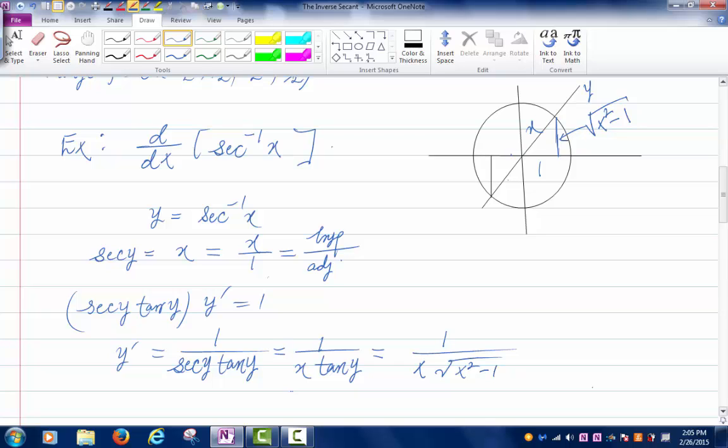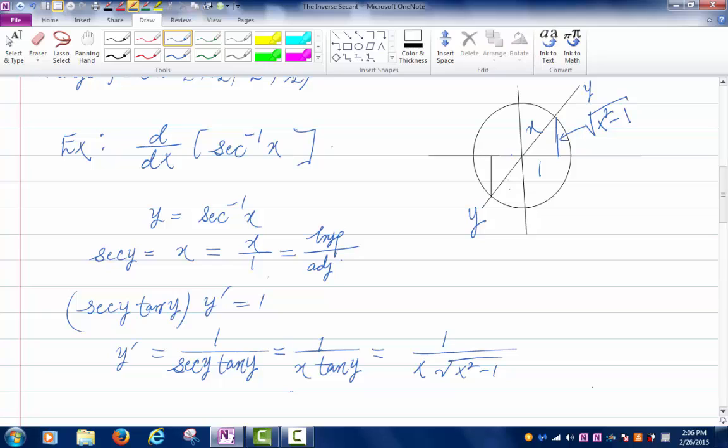Now you might say, what if secant inverse of x is giving you an angle in the third quadrant? Remember, secant inverse of x is giving you an angle in the first quadrant, 0 to pi over 2, or pi to 3 pi over 2, which is in the third quadrant. In that case, the angle y would be here. In that case, what are you going to pick for the adjacent and the hypotenuse?